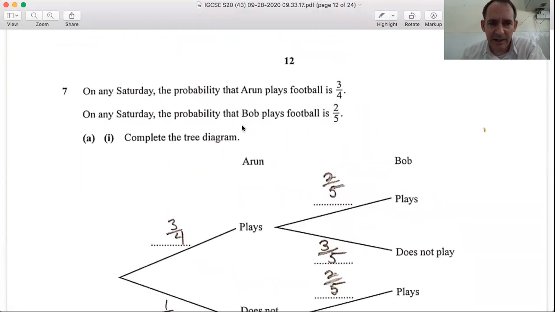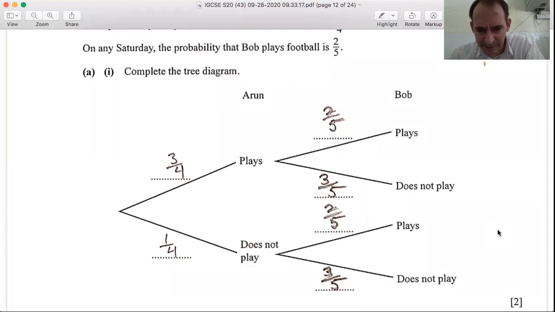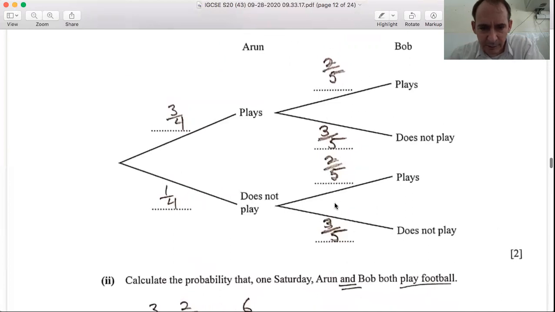Then on any Saturday, Bob has the probability that he plays football 2 out of 5 Saturdays. So here is the probability that he plays. Again, 1 minus that, because every branch set has to add up to 1, has to represent 100% of the probability. So 1 minus 2/5 is 3/5 chance that Bob does not play. And that would be true regardless of whether Arun plays or does not play. So we continue that same set of numbers down here.